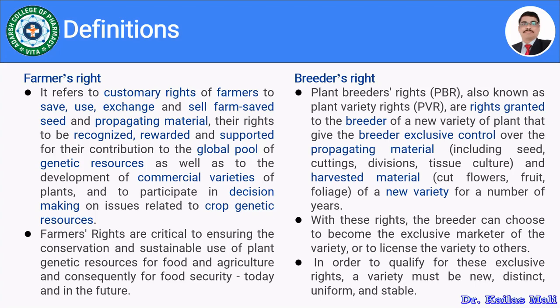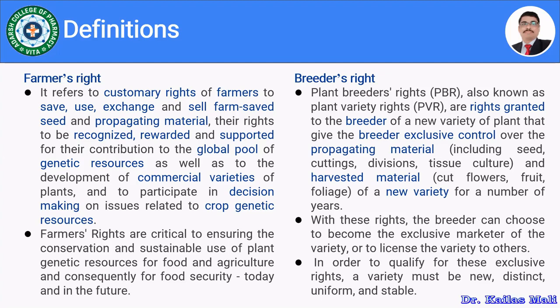In the same way, another right is given to the breeders, and that is known as the breeder's right. It is also known as plant breeder's right, that is the PBR, or plant variety rights, that is the PVR. So breeder's rights are rights granted to the breeder of a new variety of plant that give the breeder exclusive control over the propagating material, including seeds, cuttings, divisions, tissue culture, and the harvested material, that is the cut flowers, fruits, foliage of a new variety for a number of years. That is the breeder's right.